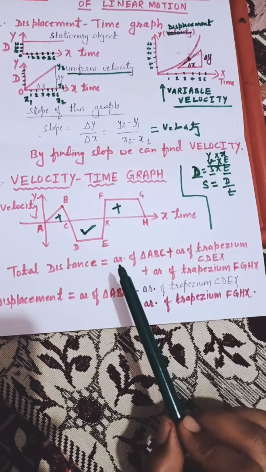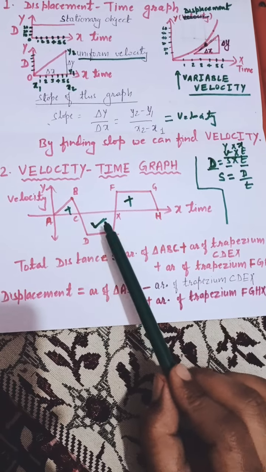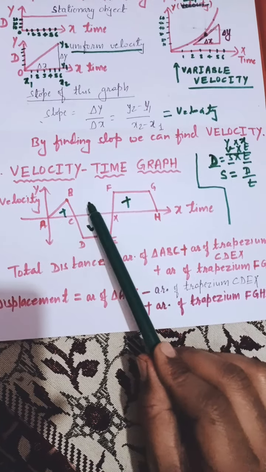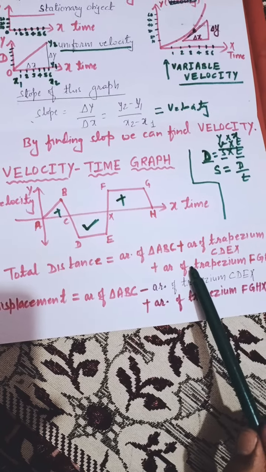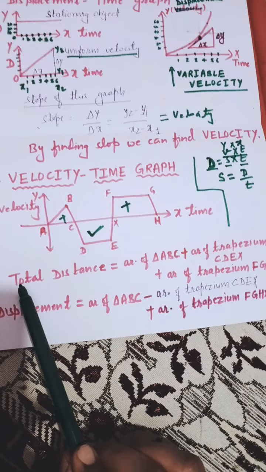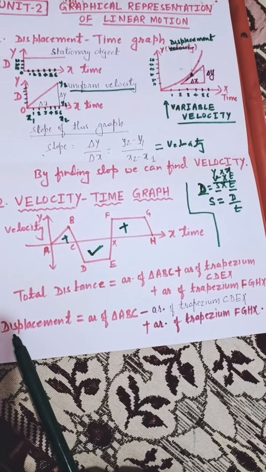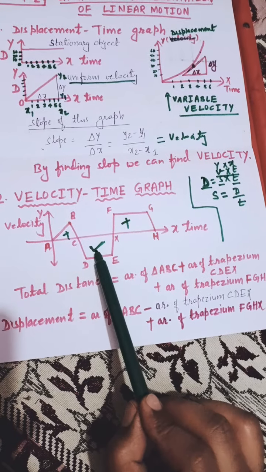What we are going to do is find out the area of this triangle, then the area of this trapezium, and then the area of this trapezium, and when we add all these areas, we get the total distance covered by an object. Similarly, to find out the displacement of an object, we are going to subtract this negative part.